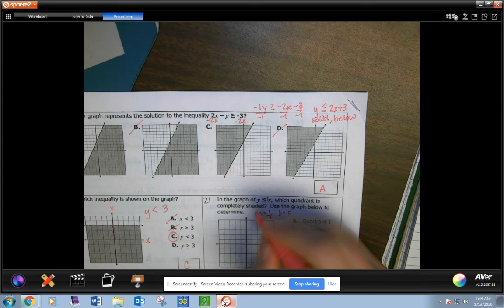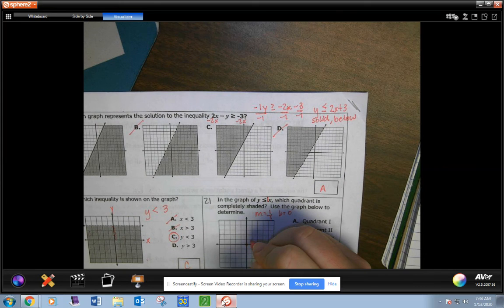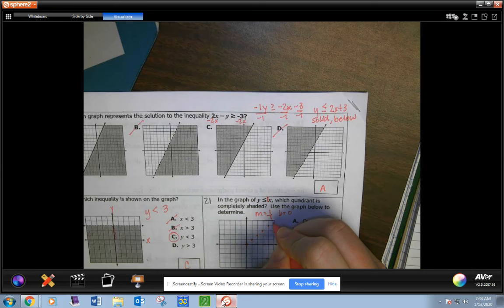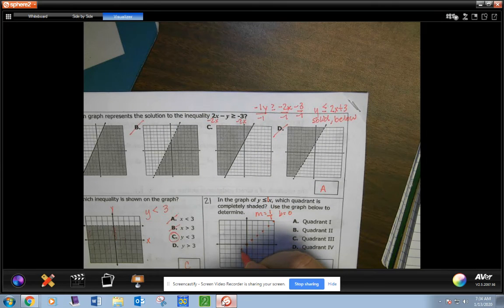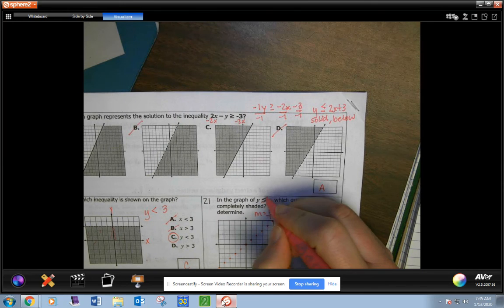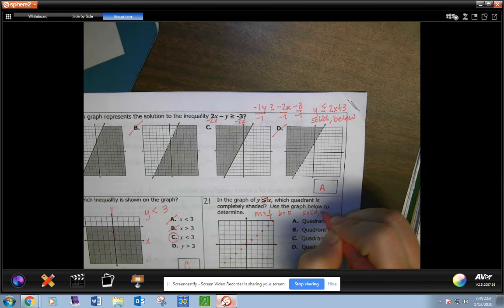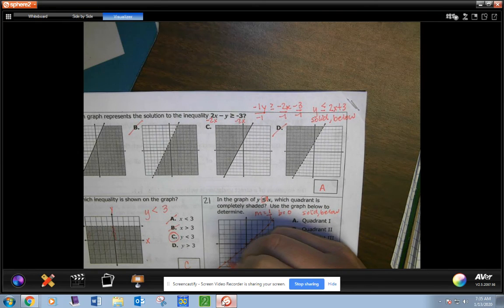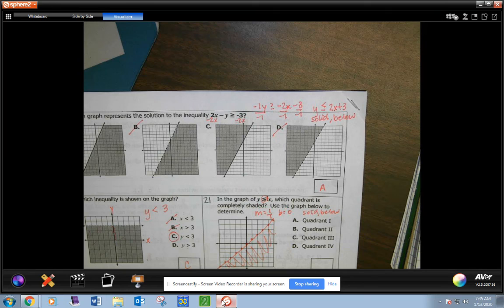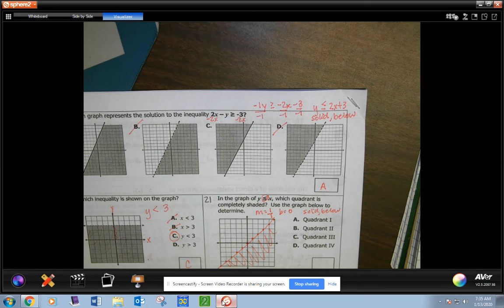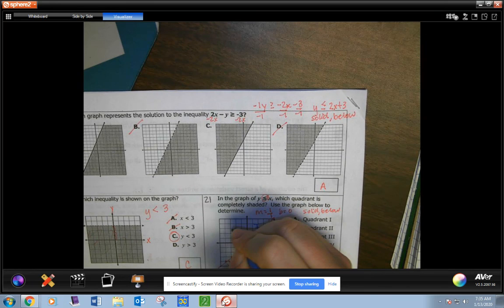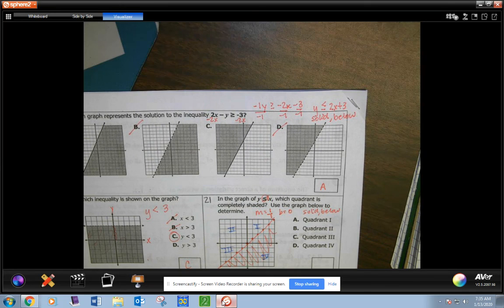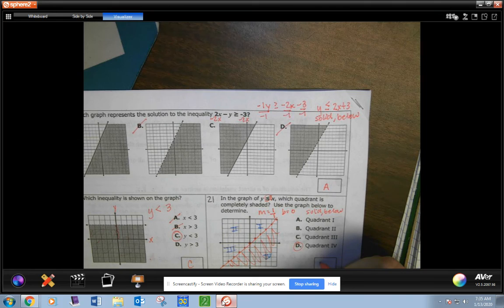So we're going to start right in the middle at 0, 0, and we're going to go up 1, right 1, until we have all of our points, and then we're going to go down 1, left 1. This would be a solid below line. So I'm going to draw a solid line in here, and I'm going to shade below. And now I want to know which quadrant is completely shaded. So remember the quadrants make a C. So this is 1, 2, 3, and 4. So the quadrant that's fully shaded is quadrant D.